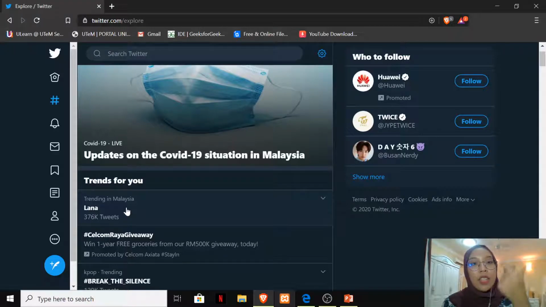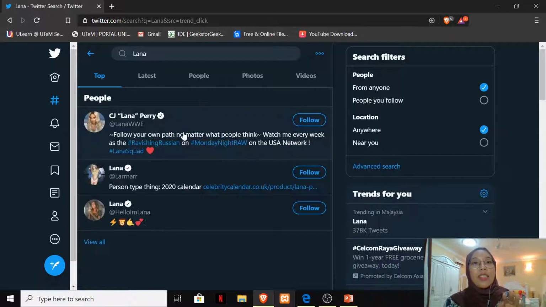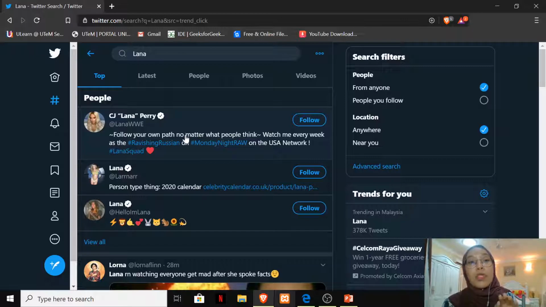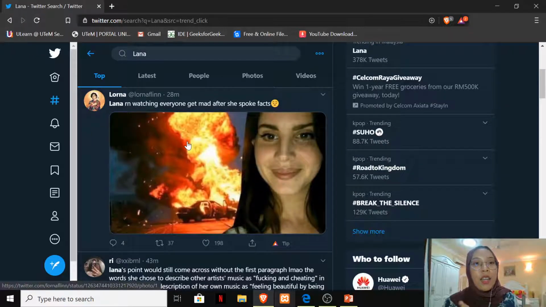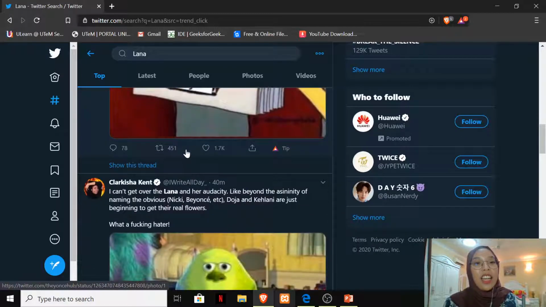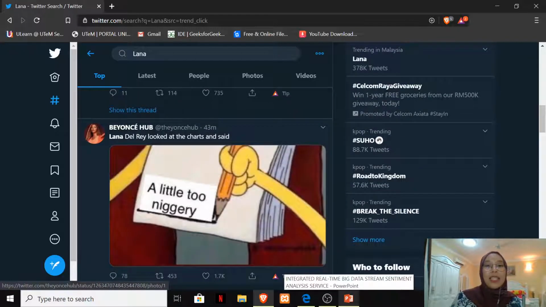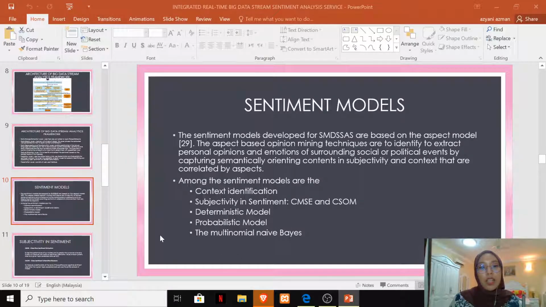This is right now the top one, where I'm a user and I can see the presentation layer. As you can see here, when we press it, we can see all the tweets of people talking about Lana. Lana right now is what you get in mind. Everything is about Lana right now. So this is basically a really good example of what real-time big data analytics means. Okay, so we'll proceed with the sentiment models.